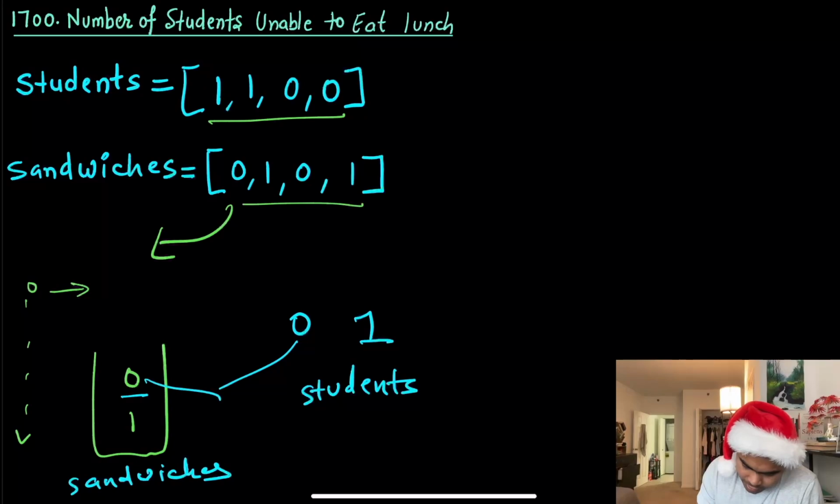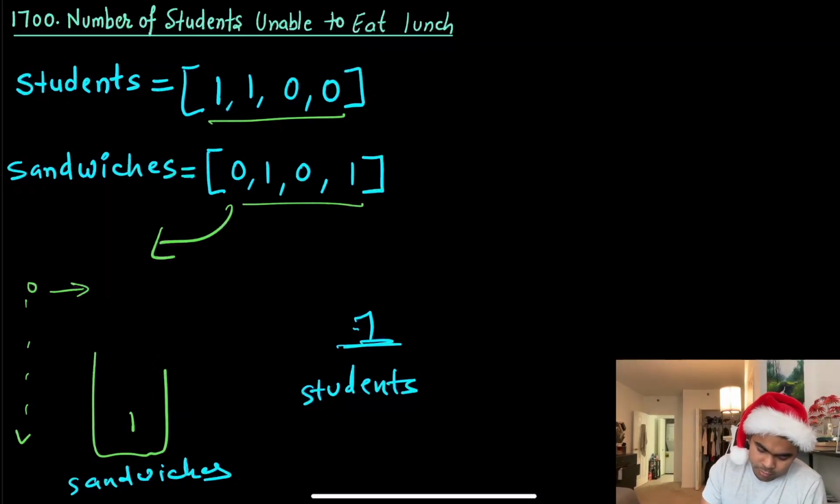So this guy will take this sandwich and go away. So I will remove this from here. Now the top of the stack is 1 and there is only one guy left and it wants 1. Top of the stack is 1. Now they will also go away. This guy also receives a sandwich.